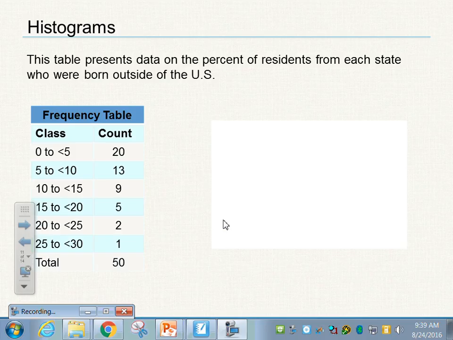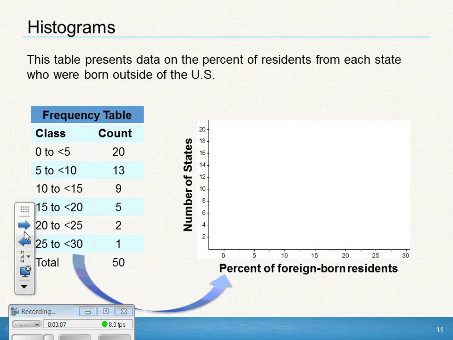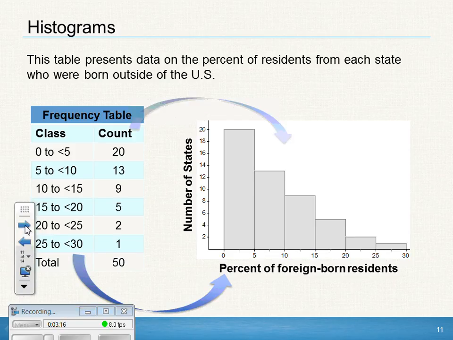That's the percent, 0 to 5, of people who were born outside the U.S. So most states, 20 states, had less than 5%, okay? 5 to 10, 13 states, 10 to 15, 9 states, okay? One state had the highest. All right. So then we're going to make it into a histogram, right? So we label our axes, percent of foreign-born residents, number of states on the other side, and of course, turn that into a histogram, all right, where they're side by side.